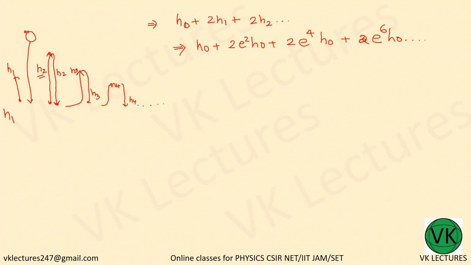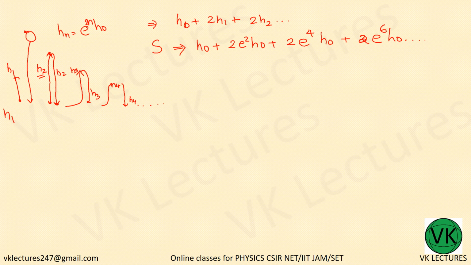So in general you can write hn is equal to e to the power 2n h0. So this is the sum. We are asked to find out the total distance sum.